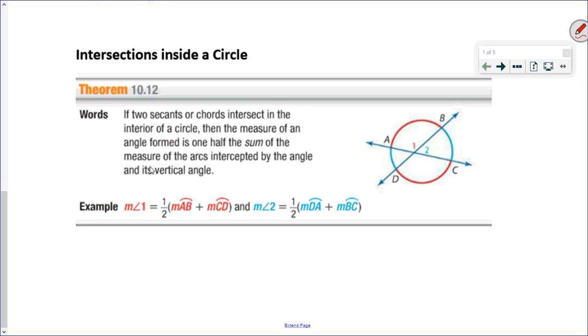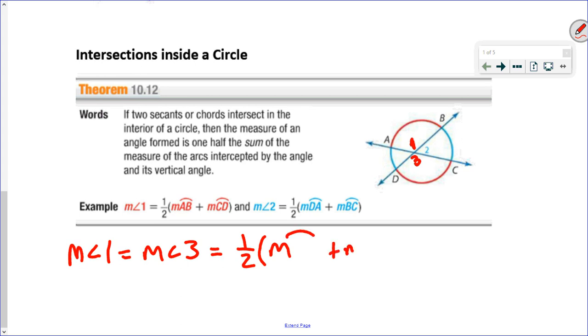So, we look at angle 1, and I'm going to also call this angle 3. Those are vertical angles. They're formed by two lines that intersect. Okay? So, angle 1 and angle 3, vertical angles are congruent. So, let's say the measure of angle 1 is equal to the measure of angle 3. Vertical angles are congruent, right? Well, the measure of those two angles is 1/2 the sum of the measure of the intercepted arcs.